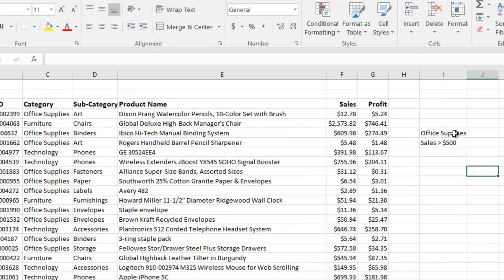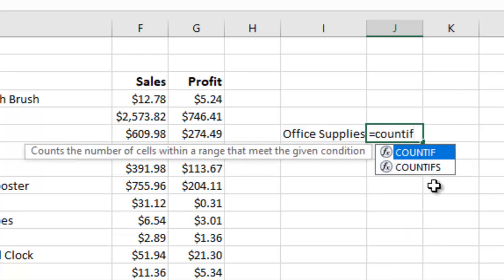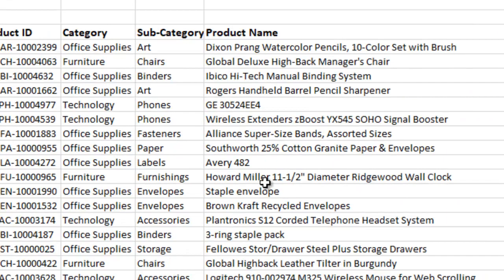You notice that over here I have a label called office supplies, and next to it I'm going to calculate how many times office supplies were ordered in the specific period. To do that, I will need to use a COUNTIF function. So you go equal COUNTIF, and open your parentheses, and you tell the computer where to look for your results.